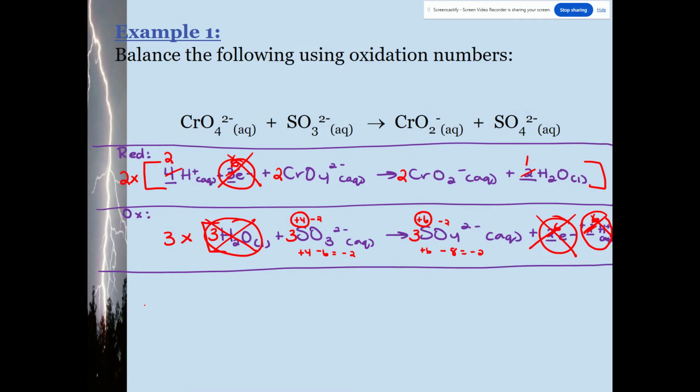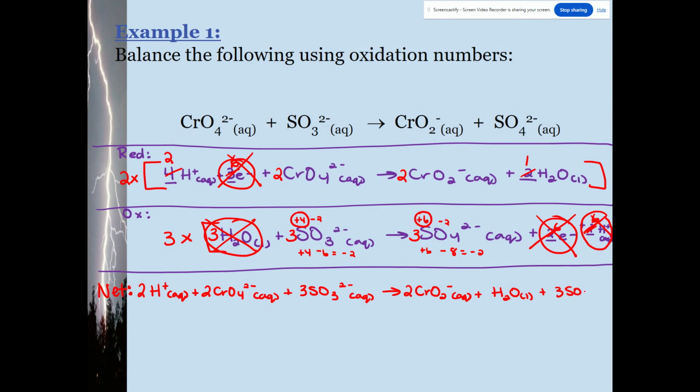So now my net reaction is 2 hydrogen ions and 2 CrO4 2- are reacting with 3 SO3 2-, and I am producing 2 CrO2 -1 and 1 water molecule and 3 SO4 2-.